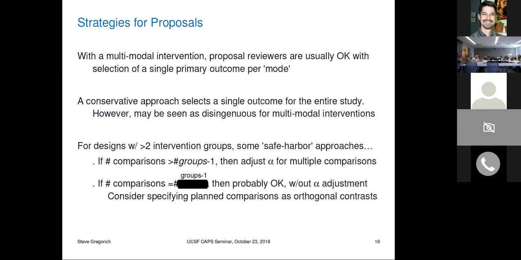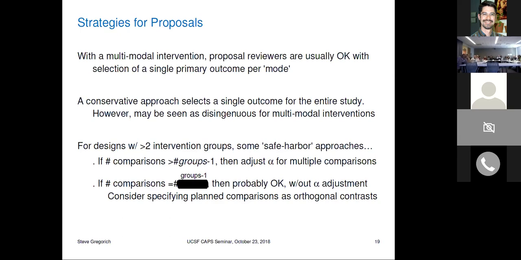But for proposals, it's a different story. Again, the tyranny of the peer reviewer can be an issue. With a multimodal intervention, my take is that proposal reviewers are usually okay with selection of a single primary outcome per kind of mode. I think that works pretty well. You could just pick one single outcome, but if you've really been selling this as a multimodal intervention, that's probably disingenuous.